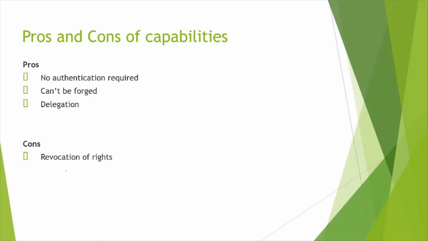And the main con of capabilities that we've briefly talked about is just the revocation of rights. It's very difficult. Say the owner of a process gave a copy of their capability to another user. If they want to remove their access, they can ask the user to give back their capability, but they could have made a copy, so there's really no way to verify whether their access was revoked properly or not. So that is the main problem with capabilities.